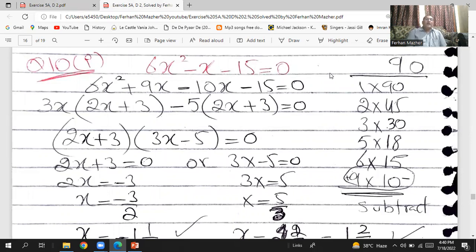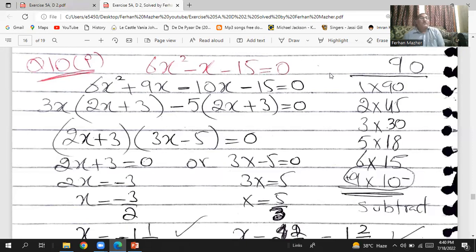So I'm looking for that pair, which by subtraction will give me -1. With the larger number, I will put the negative sign. With the smaller number, I'm going to put the positive sign. So you will have 6x squared plus 9x minus 10x minus 15 equals to 0.